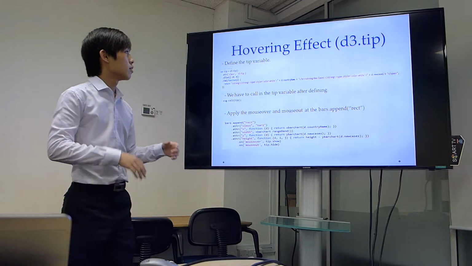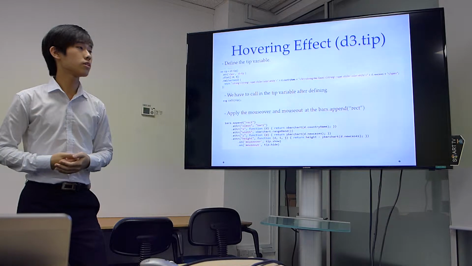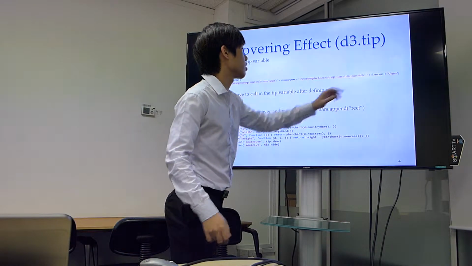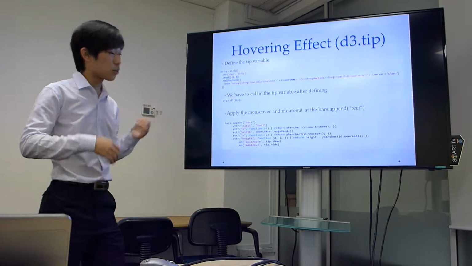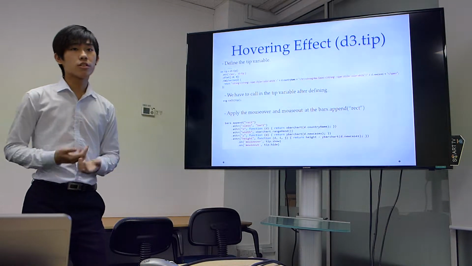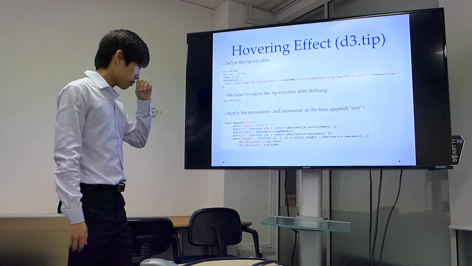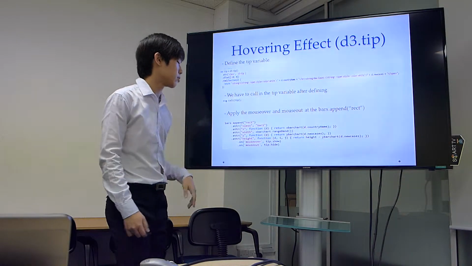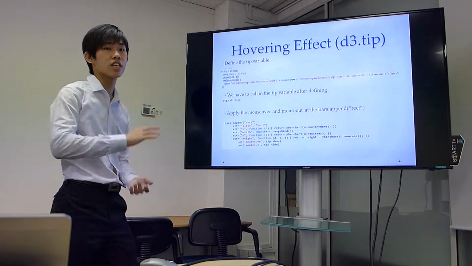And this is the hovering effect. First we have to define the variable type, and return the country name and the new cases so that it will display all the names and the cases. After we define it, we have to call it in. The graph is connected to an SVG, so we have to call in the tip. Then we apply the mouseover and mouseout hovering effect at the bar append. This is for the bars, to display all the bars in the chart.